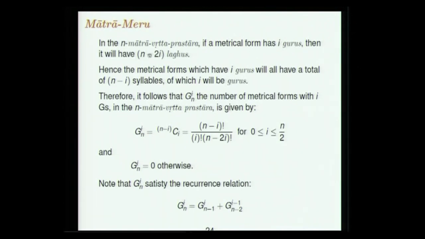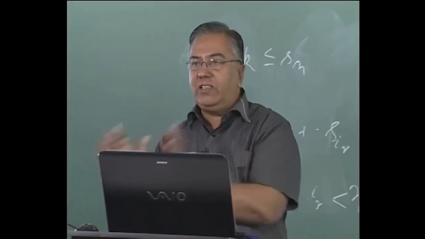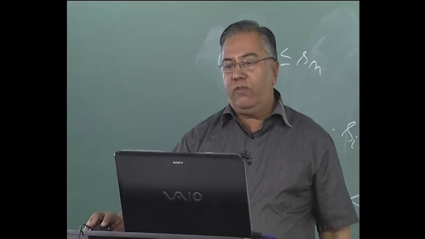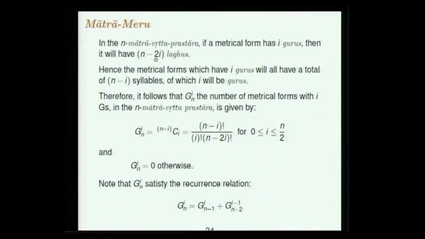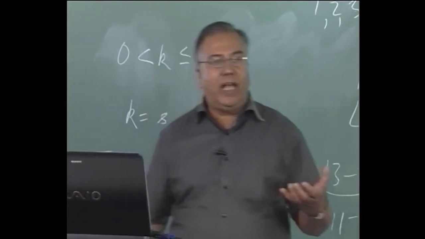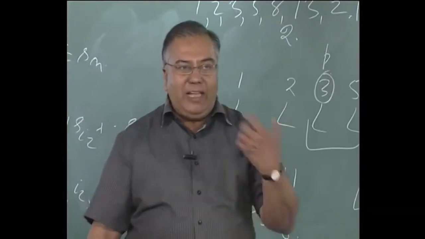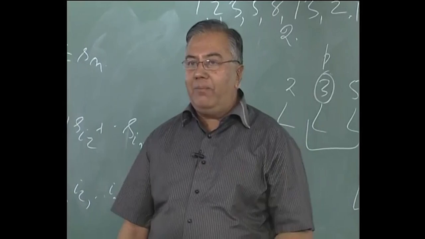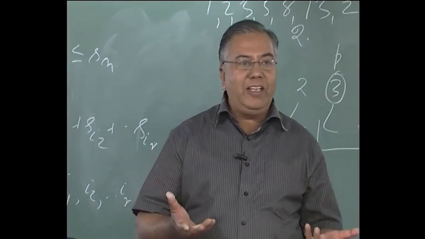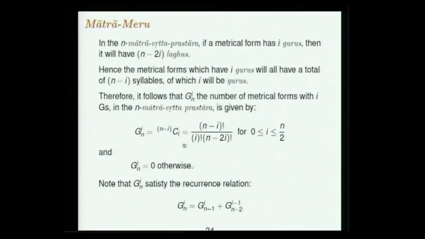So when we have I gurus, we will have N minus 2I laghus. This is fixed. I gurus is fixed, total matras N is fixed. So if we have I gurus, there has to be N minus 2I laghus. Now add these two, you have N minus I syllables. So all those matra vrittas which have I gurus have N minus I syllables. And I of them are gurus. How many possibilities? N minus I, Ci. So that will tell you the number of matra vrittas of value N which have I gurus.